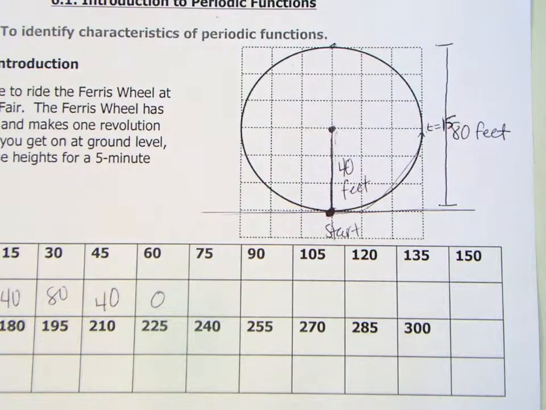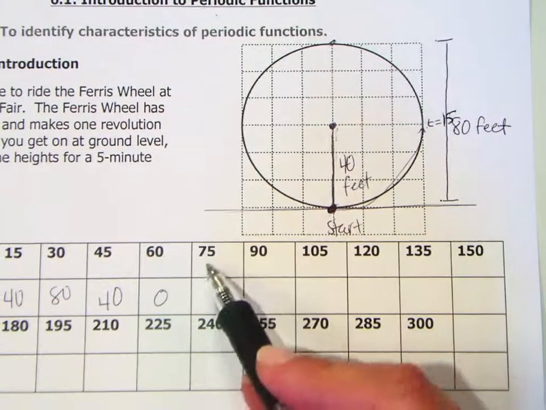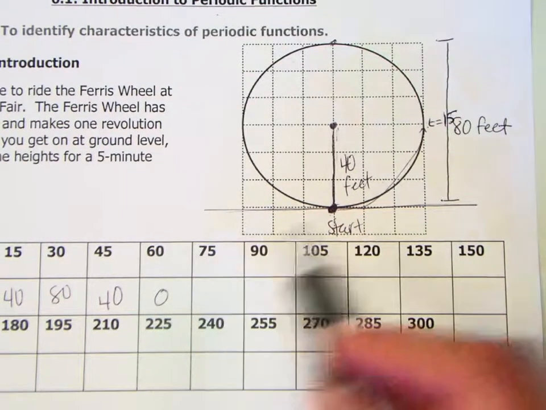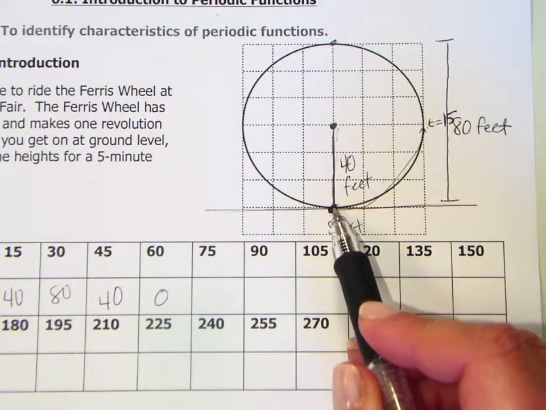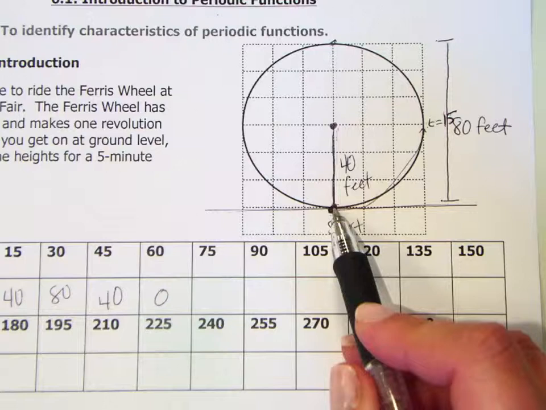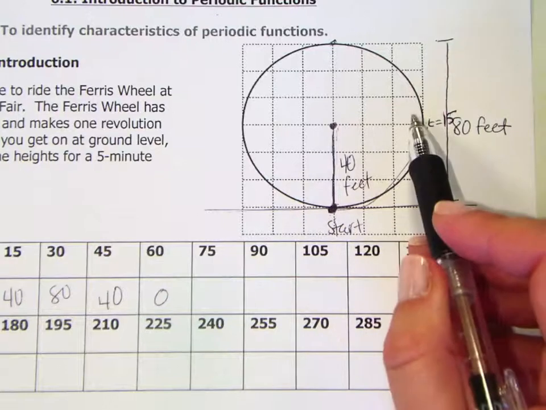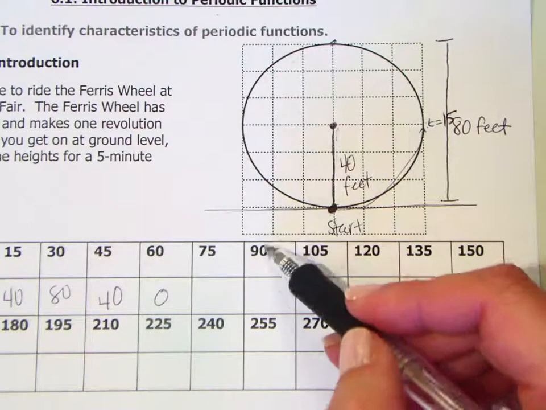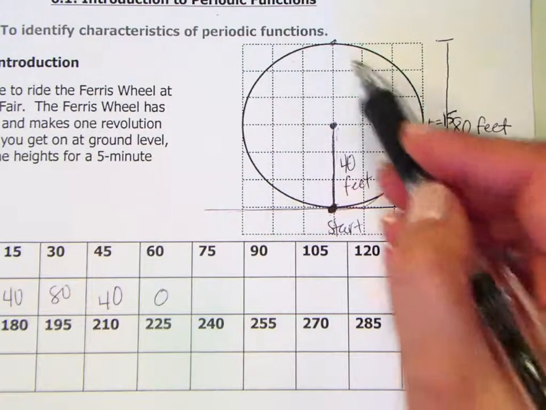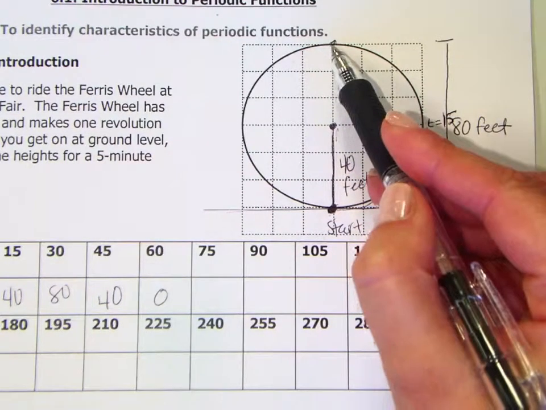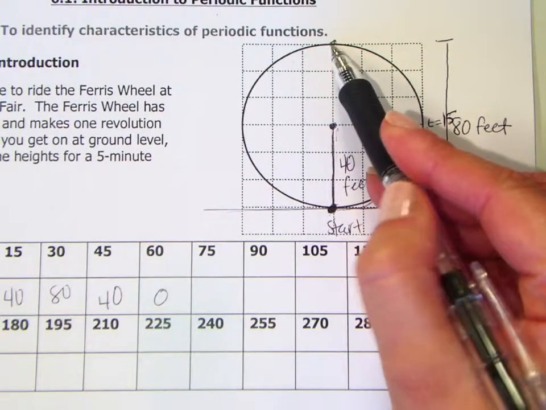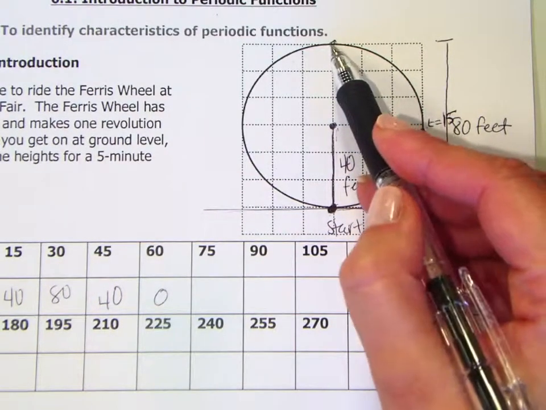So here's the deal. At 75 seconds, you're back to where you were for 15 seconds. After 90 seconds, you're back to where you were at 30 seconds, and so on.